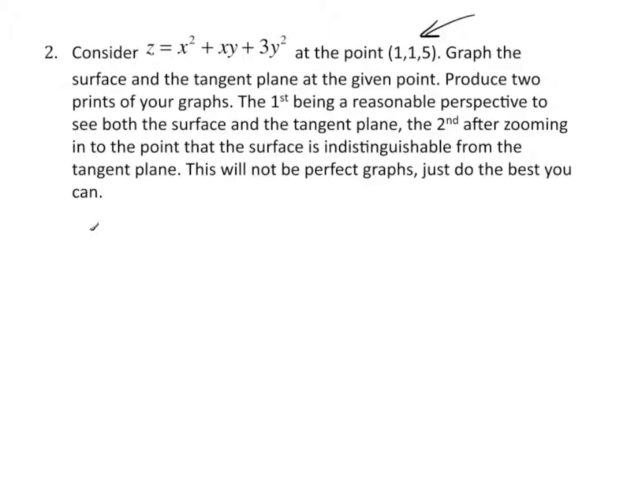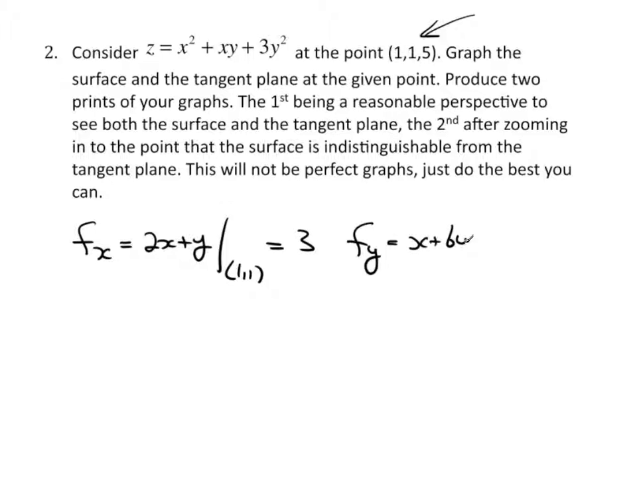the gradient vector. So I need a partial with respect to x, which is going to be 2x plus y. I need to evaluate this at the xy coordinates, which is 1, 1. That gives me 3. And I need the partial with respect to y, which will give me x plus 6y, evaluated again at 1, 1. And that will give me 7.